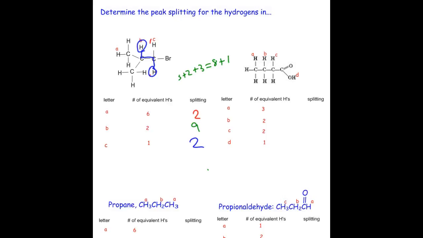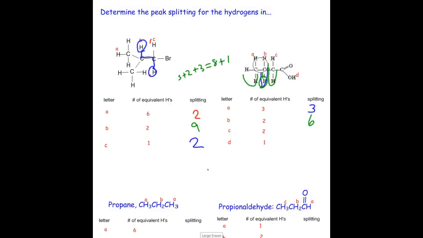This set. Our A hydrogen is attached to a carbon, which is attached to a carbon that has 2. So it's going to be split into 3. Our second hydrogen is attached to a carbon that's a CH3, and attached to a carbon that's a CH2. 3 and 2 is 5. It's going to be split into 6.